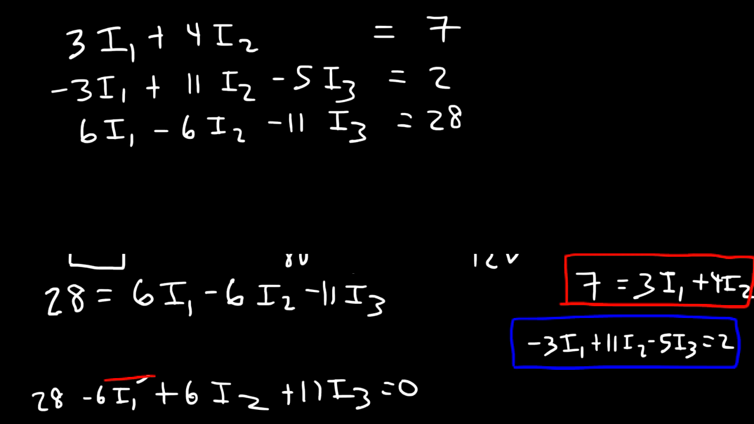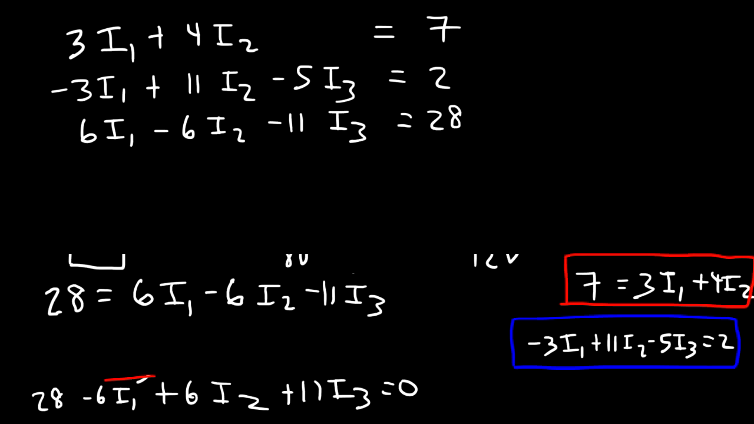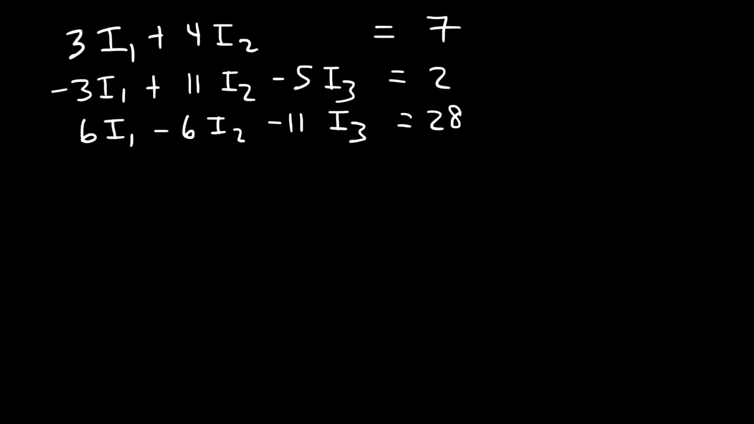Now the best way to approach this particular situation is that we need to combine equations 2 and 3, and our goal is to cancel I3, because that's going to give us an equation in terms of I1 and I2, which we can combine with equation 1 to either solve for I1 or I2. So what I'm going to do is multiply the second equation by a negative 11, and so that's going to give me positive 55 I3. And I'm going to multiply the third equation by positive 5, which will give me negative 55 I3.